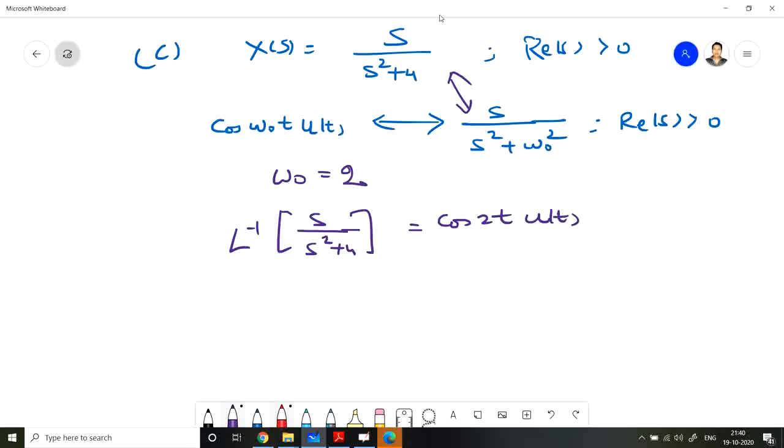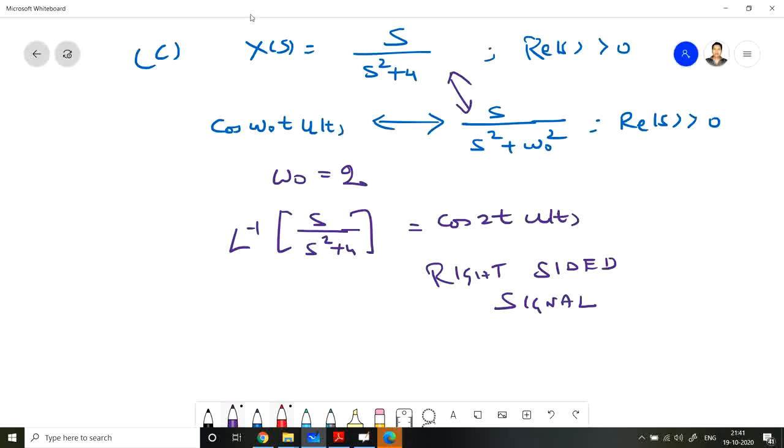So that is the inverse Laplace transform, and it is also causal, it is right sided, because we have taken the u(t). It is a right sided signal.